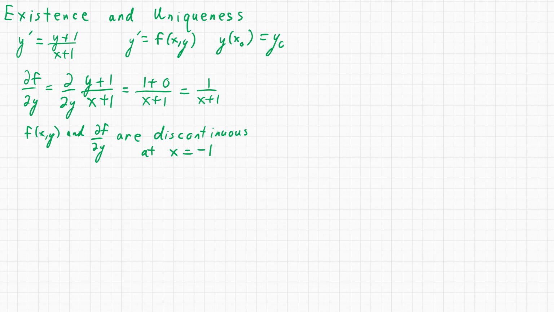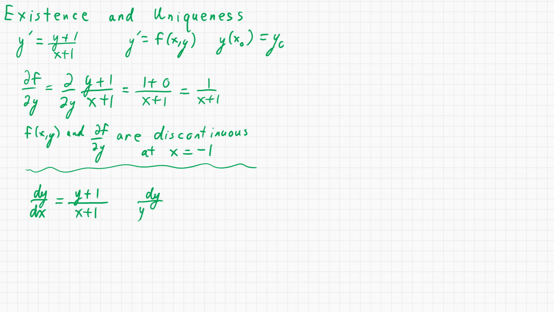All right, but maybe something interesting happens at x equals negative 1. So we actually can solve this one. This one's a little bit tougher to solve. It is separable, so we're going to go ahead and do that. So this is dy over dx equals y plus 1 over x plus 1. Well, we can multiply by x plus 1 and divide by y plus 1 and multiply by dx. We'll end up with dy over y plus 1 equals dx, leaving a space for the integral, over x plus 1.